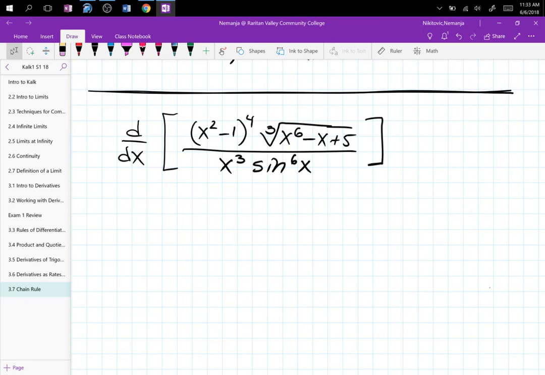The next section is on implicit differentiation, 3.8. So let's take a few minutes and then deal with that section when we come back.